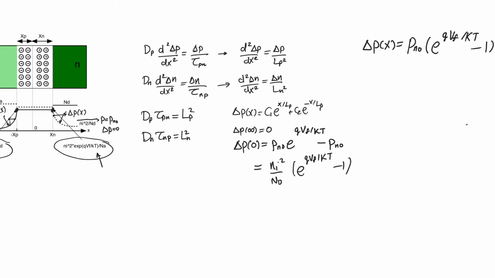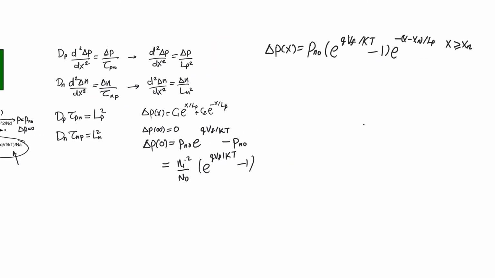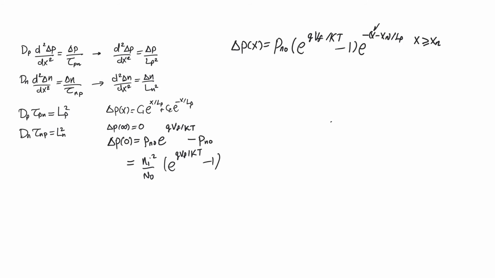So basically this is the profile of excess holes beginning at xn and moving forward, and it has an exponential dependence on x. It drops from a maximum level at xn of delta p of 0, and it drops exponentially towards 0 at infinity, which is kind of what we can see from the graph to begin with.